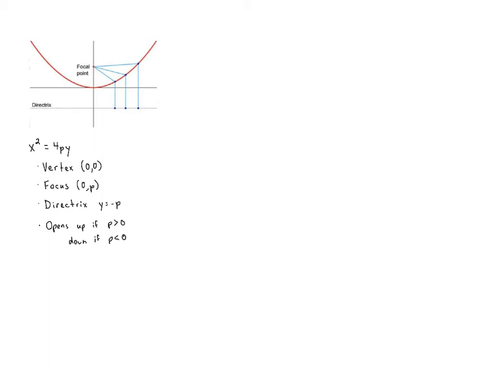And we actually have two possibilities. If p is a positive number, it's a parabola opening upward, and the focal point is above the x-axis. But if p is negative, that gives us a focal point that's below the x-axis and a parabola that opens downward. So this could end up having a negative value for p, and it still ends up working, it's just opening in another direction. So let's take a look at a quick problem.